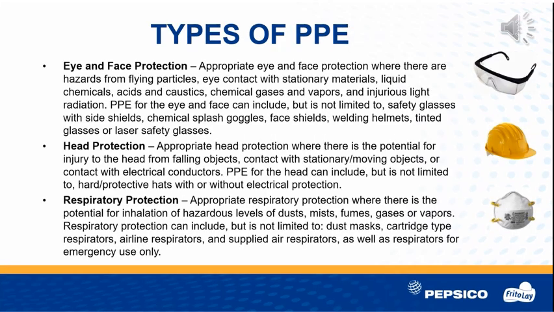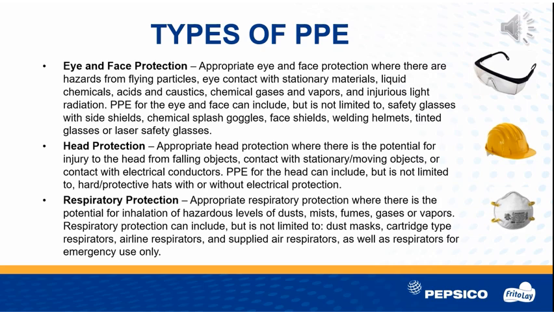Types of PPE. Eye and face protection. Appropriate eye and face protection where there are hazards from flying particles, eye contact with stationary materials, liquid chemicals, acids and caustics, chemical gases and vapors, and injurious light radiation. PPE for the eye and face can include, but is not limited to, safety glasses with side shields, chemical splash goggles, face shields, welding helmets, tinted glasses, or laser safety glasses.